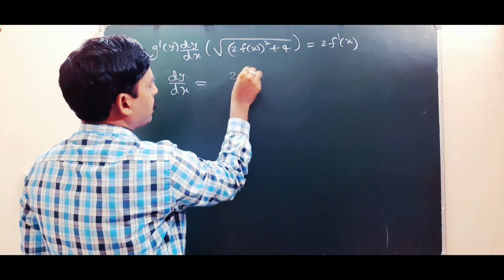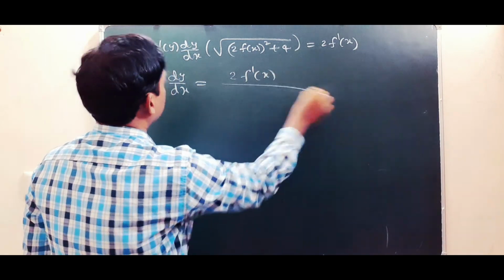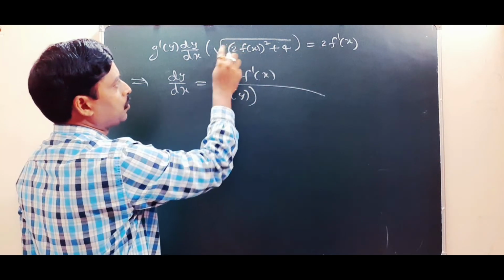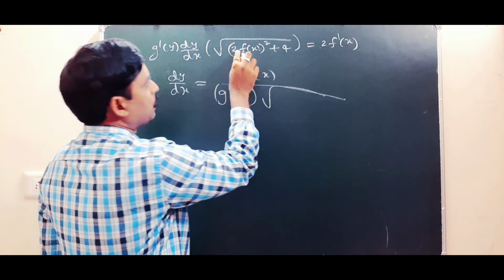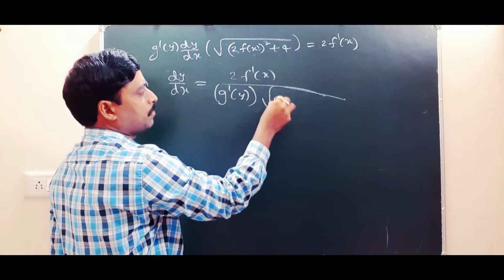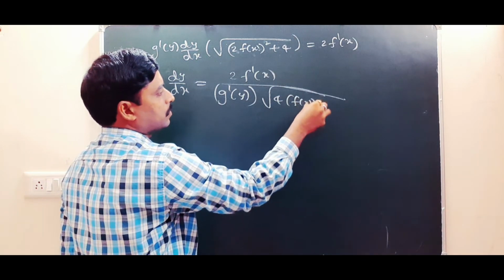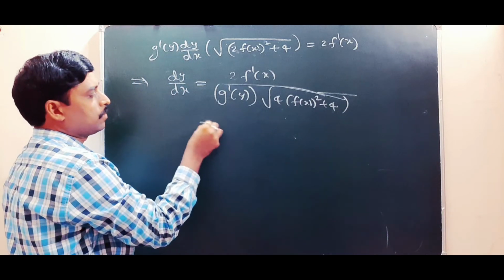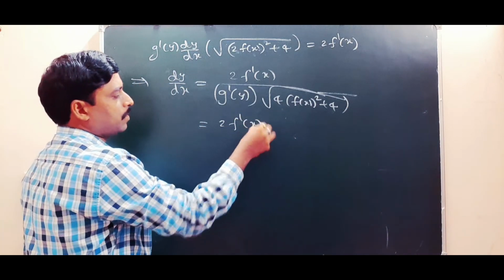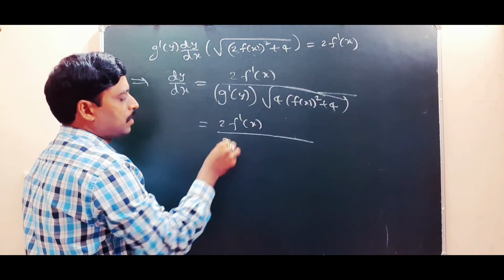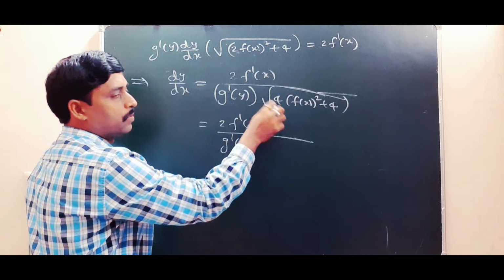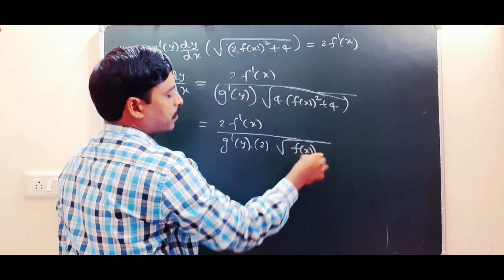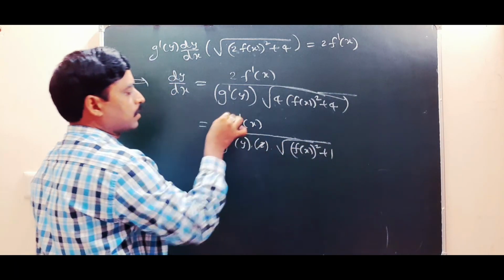2 times of f dash x by g dash y into this root value. So root under (2 into f of x) whole square is nothing but 4 into f of x whole square, plus 4. Okay, in this, take 4 out common: 2 into f dash x by g dash y into root 4, which is 2 times of root under f of x whole square plus 1. So 2 gets cancelled. This is the answer.